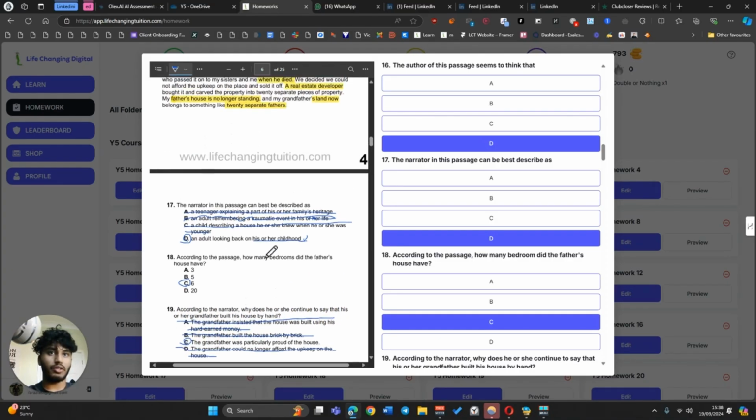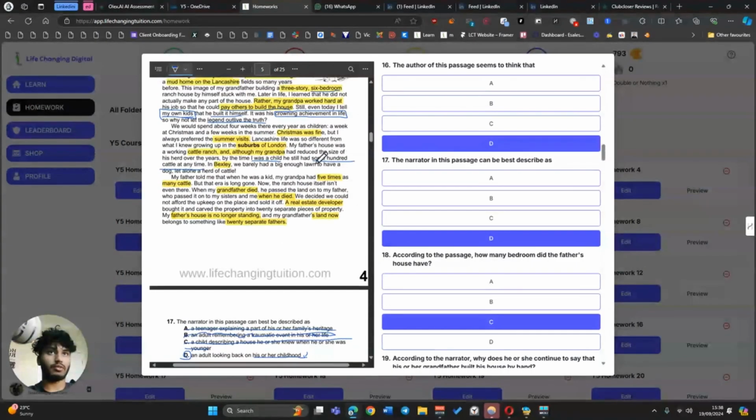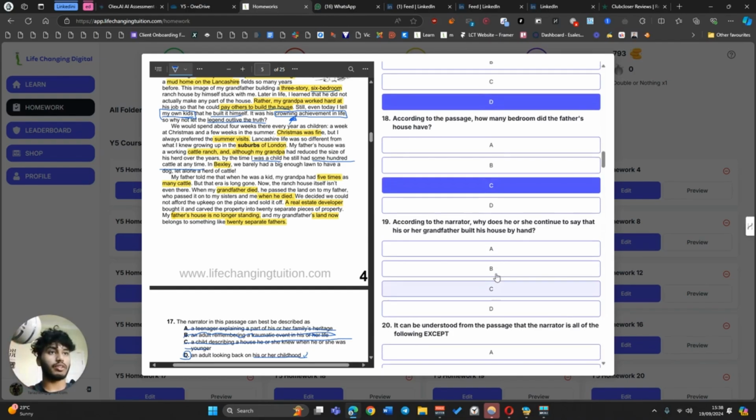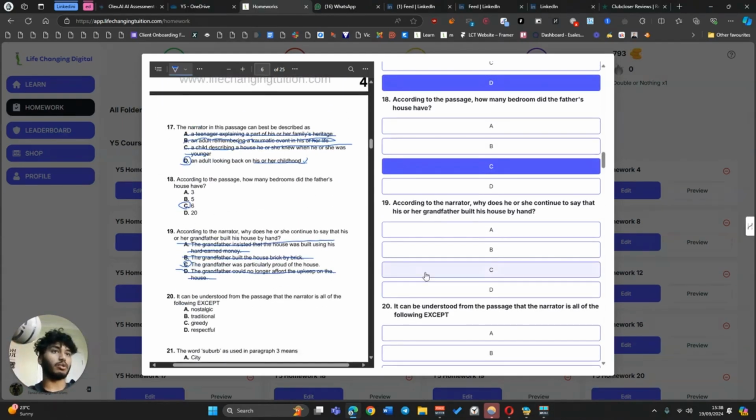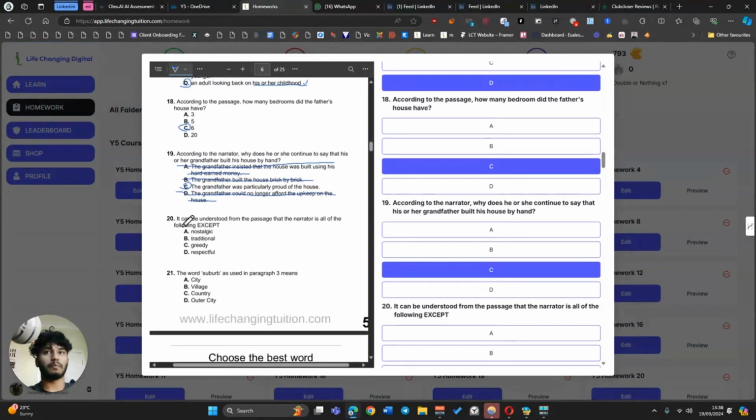Again, it says option C, the grandfather is proud of the house. That is exactly what is mentioned in the passage. It was his crowning achievement and he was proud of it, and that's why he wants to continue saying that he built it brick by brick. So option C is the answer there.